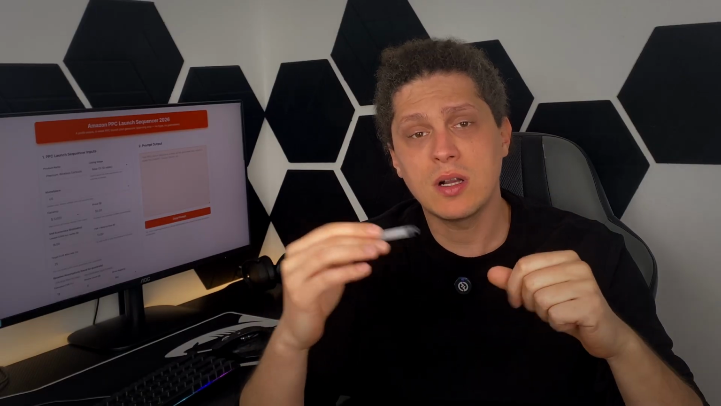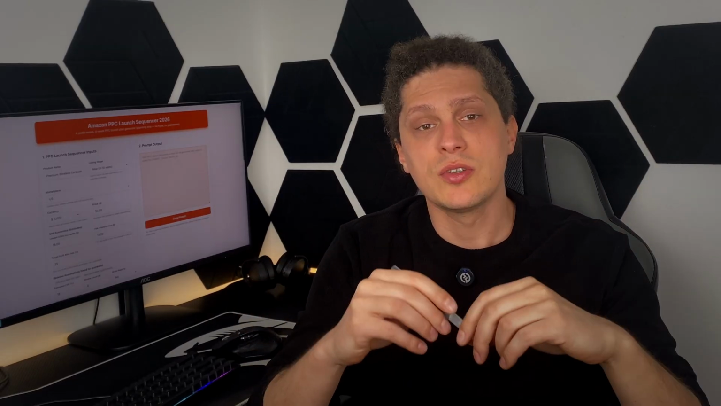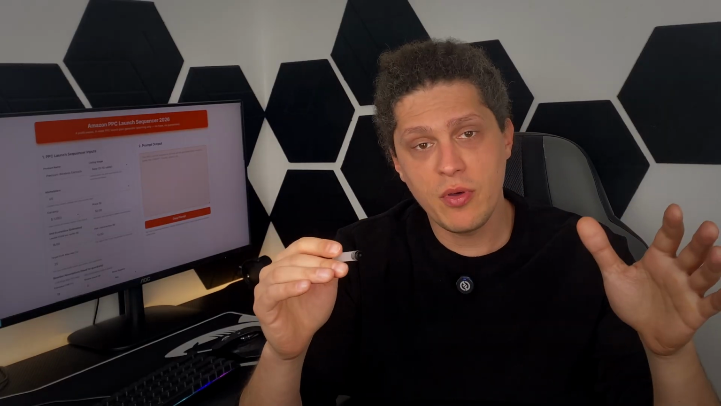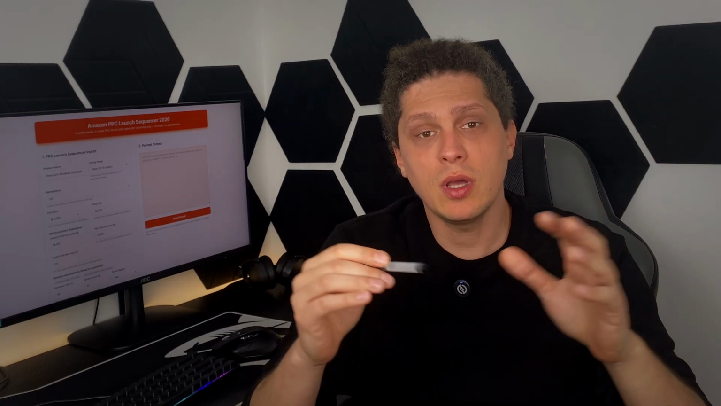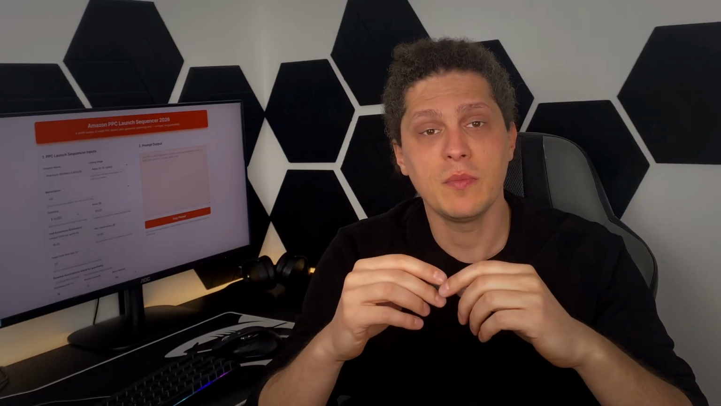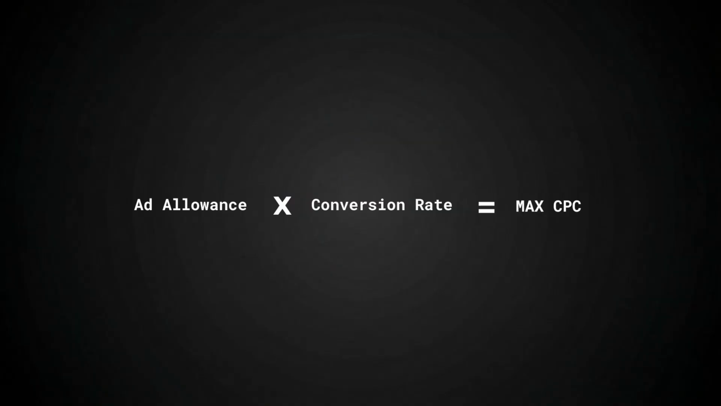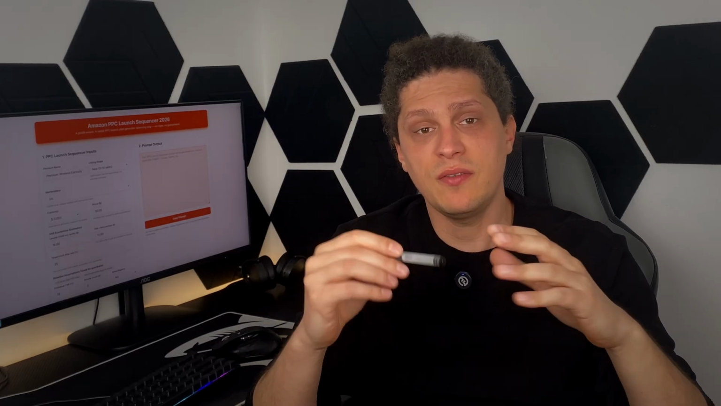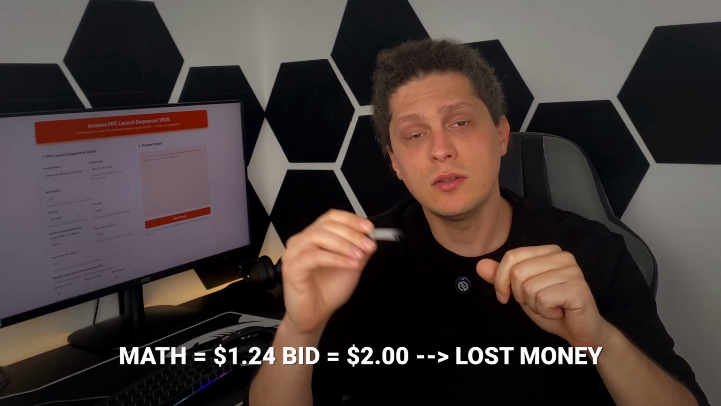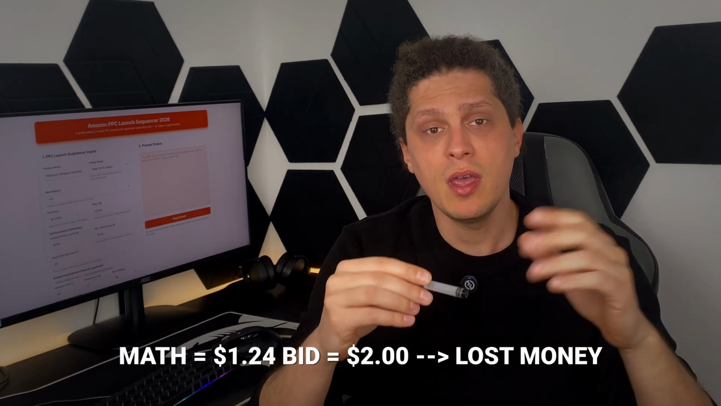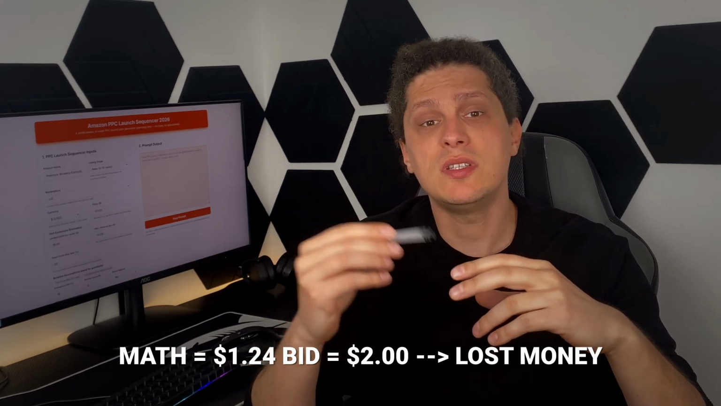But as you know, a click is not a customer, so the tool takes that allowance and multiplies it by the conversion rate. Don't worry about the math, I will show you the tool in a few moments and everything will be understandable. So after the math, the result is the max CPC. This number is the red line. If the math says the limit is $1.24, but the bid is set to $2, money is being lost on every single click.